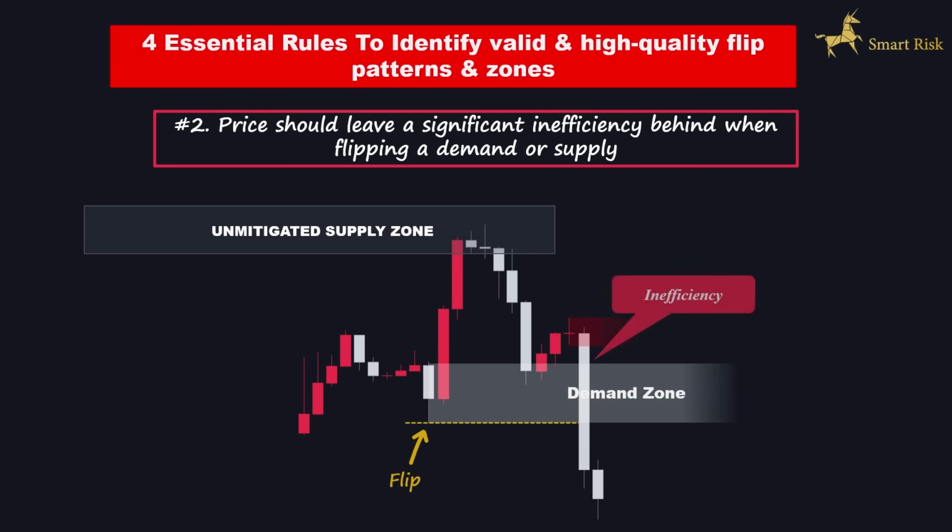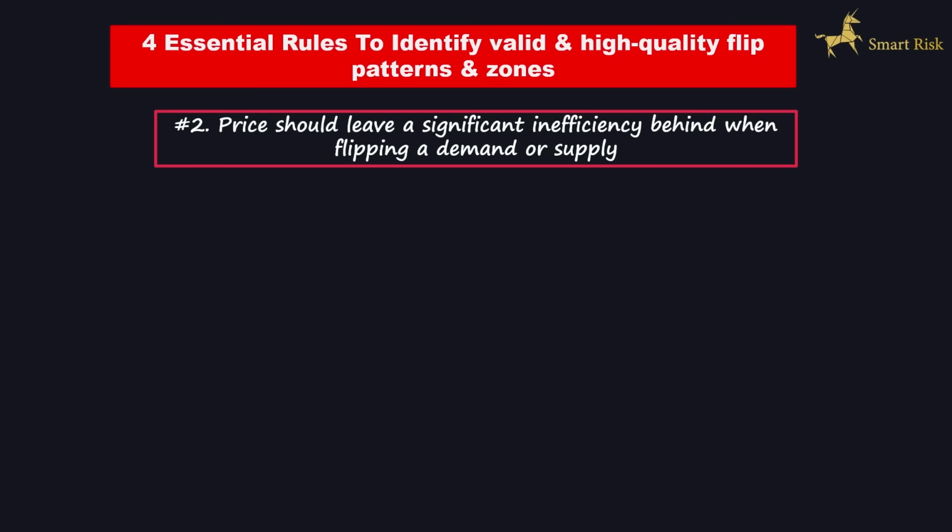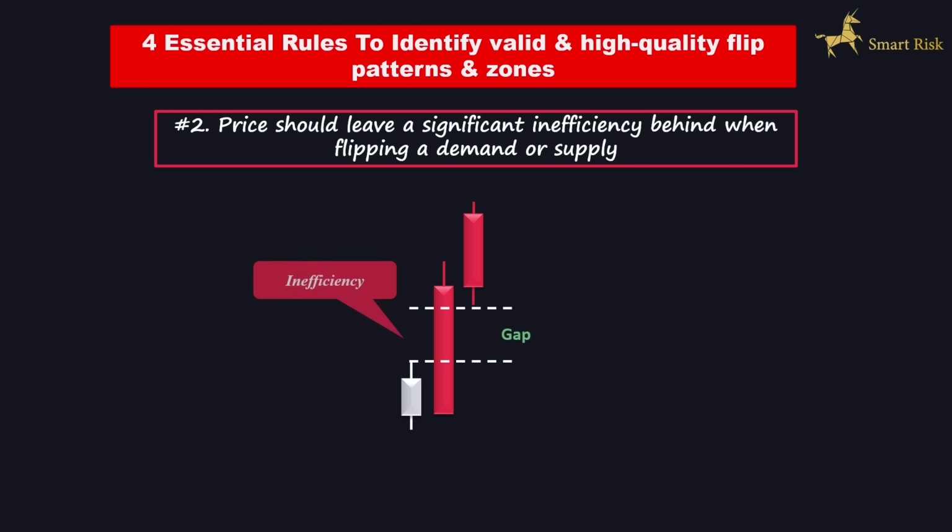Rule number 2. A high-quality flip pattern should leave a significant inefficiency behind when flipping a demand or supply zone. This inefficiency refers to a clear and noticeable break of structure or a swift and powerful movement that invalidates the previous market sentiment. Inefficiency refers to an imbalance between buyers and sellers in the market, resulting in a disequilibrium that needs to be filled. This is often observed as a gap within the candles.